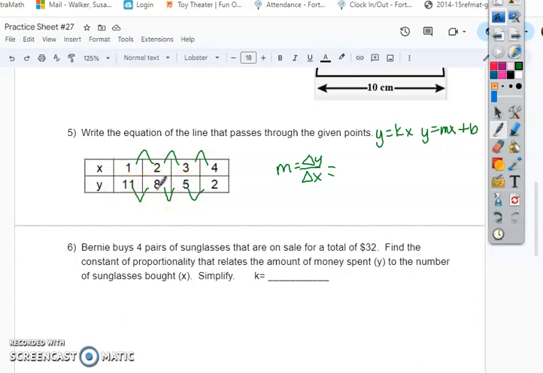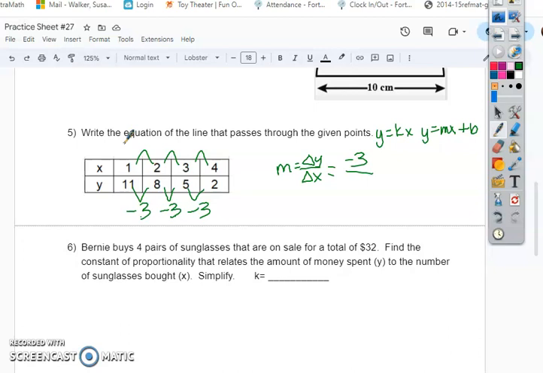Each number is getting smaller. Each one is getting smaller, okay? This number goes on top. That is delta y. How do I know? It says y right here. And this is the change in y. Delta y is change in y. Now you find delta x. Now, that only gives me the constant rate of change.